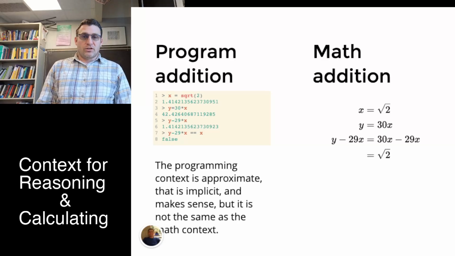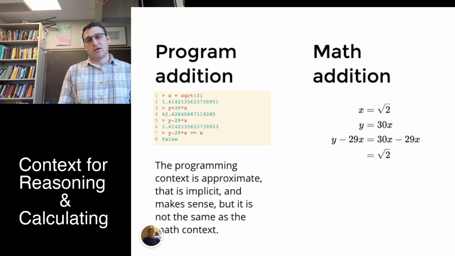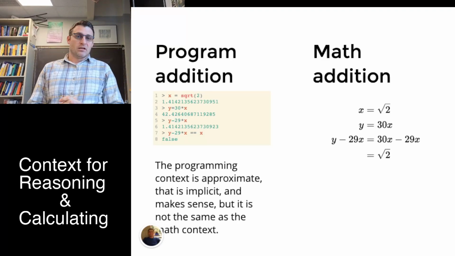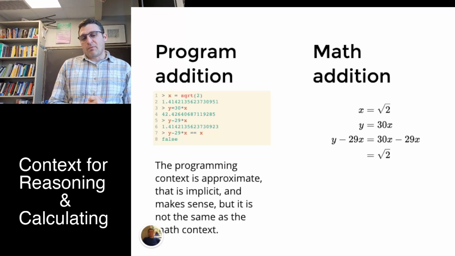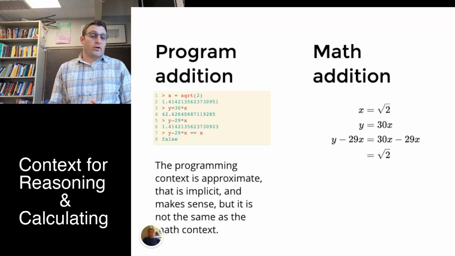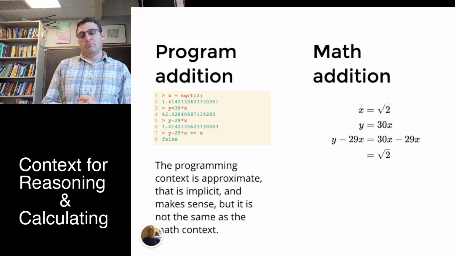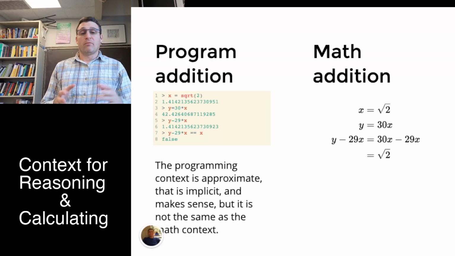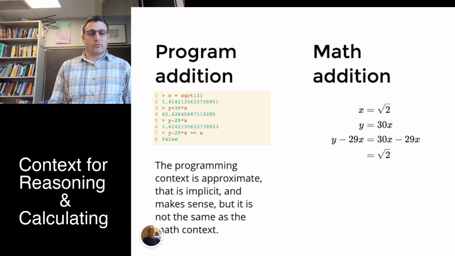Let me give a demonstration of where context that's implicit can lead to some serious differences. On the one side, I have a program, and on the other side, I have the equivalent mathematics. Let's go through the mathematics first, and then we'll explore the program. In my mathematics, first I've set the variable x to be the square root of 2. Then I've created y as 30 times x. Then I subtract 29x from y. Well, what should happen here? Well, y is 30x, and minus 29x should leave us with a single x. And a single x is the square root of 2.